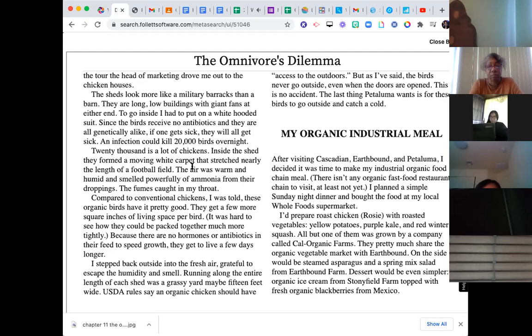Inside the shed, they formed a moving white carpet that stretched nearly the length of a football field. The air was warm and humid, and it smelled powerfully of ammonia from their droppings. The fumes caught my throat. Compared to the conventional chickens, I was told these organic birds have it pretty good. They get a few more square inches of living space per bird. It was hard to see how they could be packed together much more tightly. Because there are no hormones or antibiotics in their feed to speed growth, they get to live a few days longer.